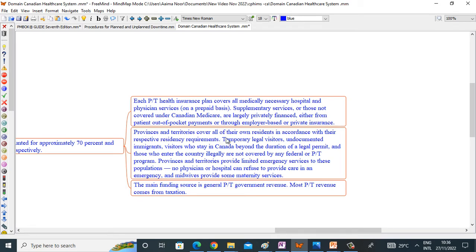Provinces and territories cover all of their own residents in accordance with their respective residency requirements. Temporary legal visitors, undocumented immigrants, visitors who stay in Canada beyond the duration of their legal permit, and those who enter the country illegally are not covered by any federal, provincial or territorial program. Provinces and territories provide limited emergency services to these populations. No physician or hospital can refuse to provide care in an emergency, and midwives provide some maternity services.